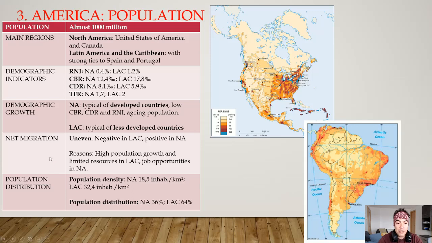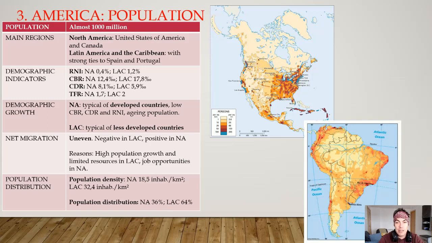The net migration is uneven because it is negative in Latin America and the Caribbean and positive in North America. Why is that? Because many people in Latin America and the Caribbean migrate to North America. Okay? Why? Because in Latin America and the Caribbean, the population growth is higher, and there are not enough resources for everyone. So many people migrate, mostly to the United States.